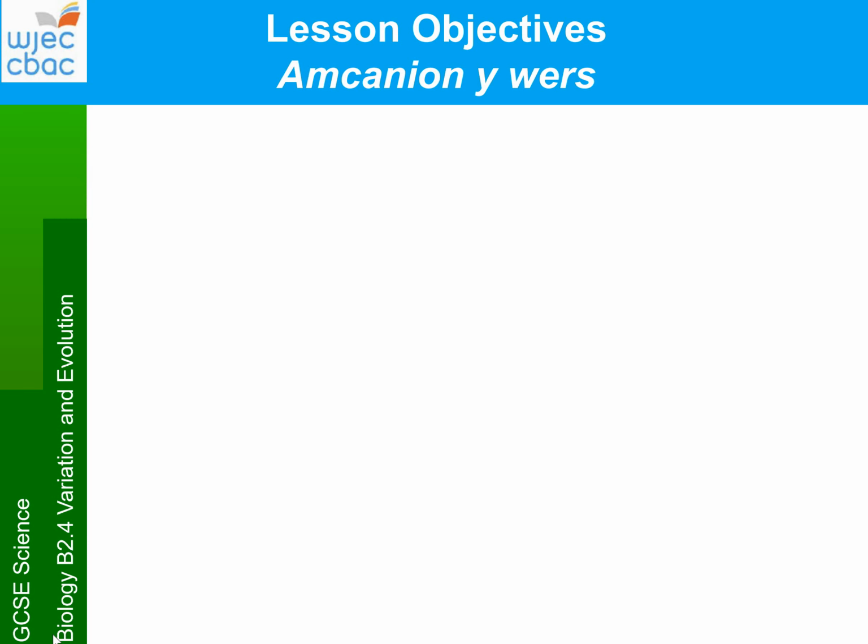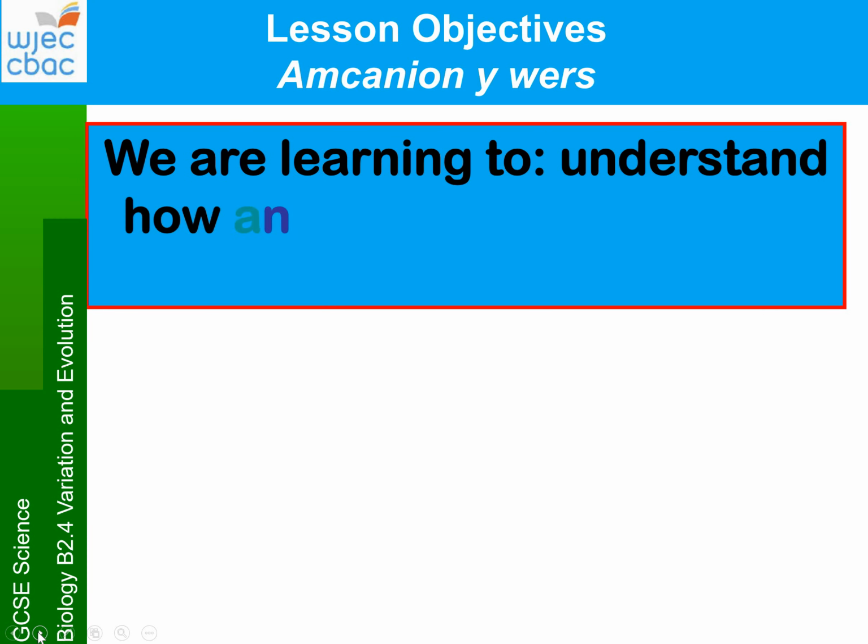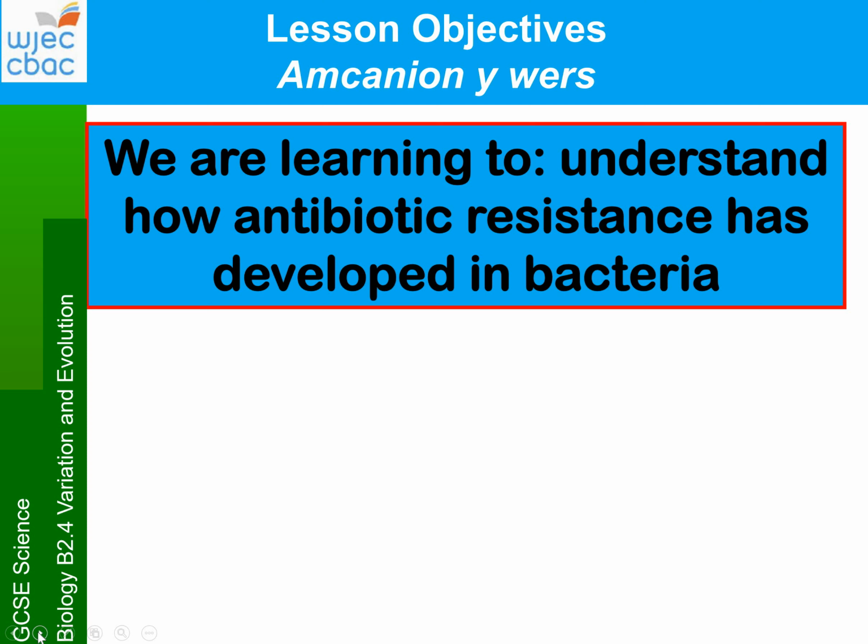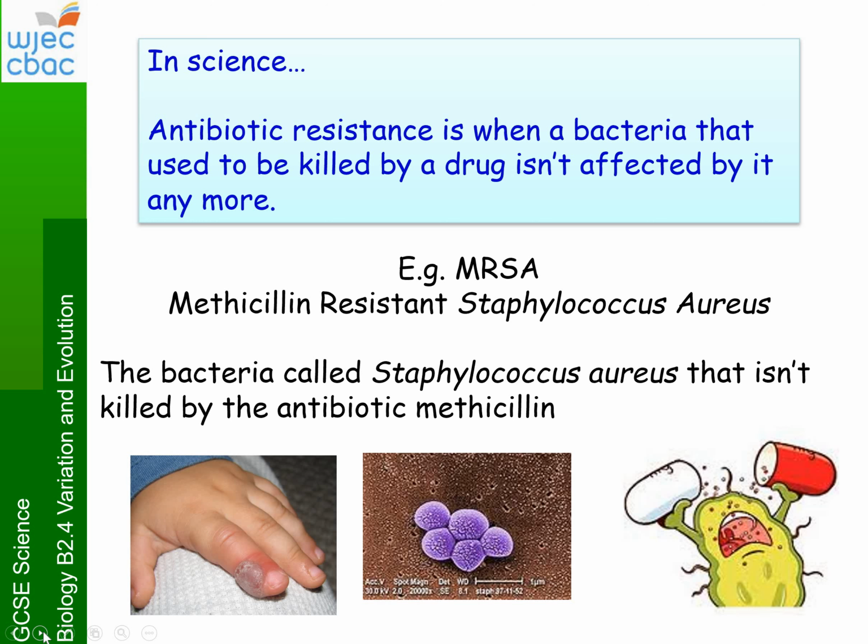So if you turn to page 46 in your books, our objective, first of all, is to understand how antibiotic resistance has developed in bacteria. So in science, antibiotic resistance is when a bacteria that used to be killed by an antibiotic drug isn't affected by it anymore. In other words, it survives.